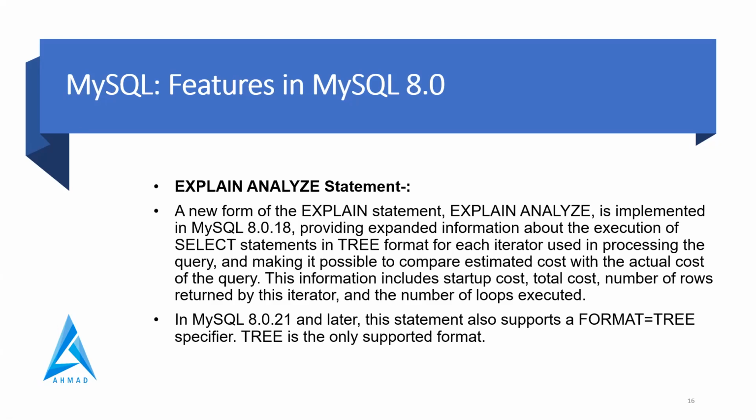What will this feature do? It executes the select statement and shows it in tree format for each iterator used in processing the query, making it possible to compare estimated cost with the actual cost of the query. This information includes startup cost, total cost, number of rows returned by this iterator, and the number of loops executed. And also they have changed in 8.0.21 where FORMAT=TREE can be specified. Tree is the only supported format for this.